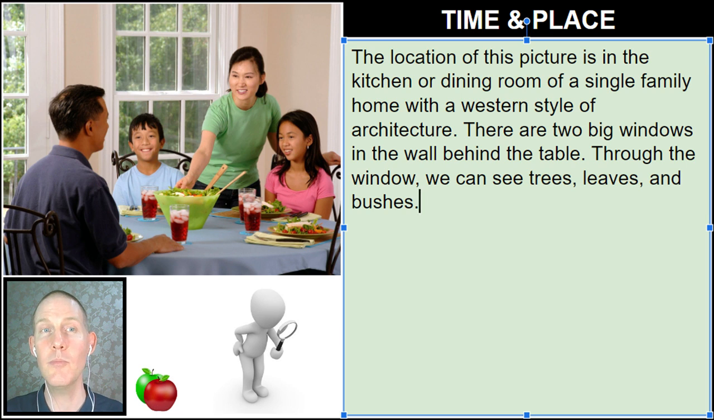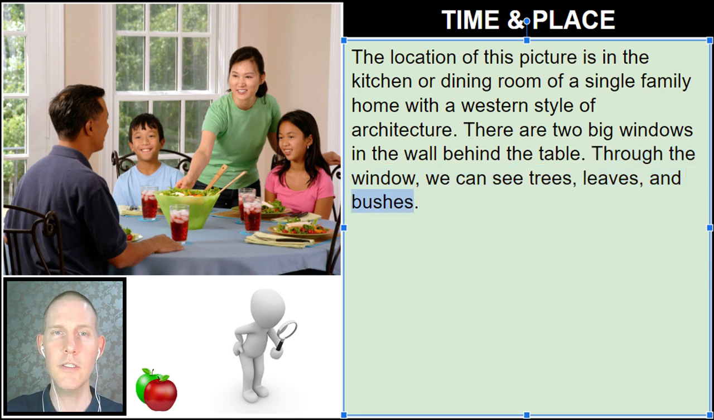It looks kind of simple, right? So let's see. There are two big windows in the wall behind the table. So here would be the front, and behind are the two windows in the wall. And through the window we can see trees, leaves, and bushes, right?